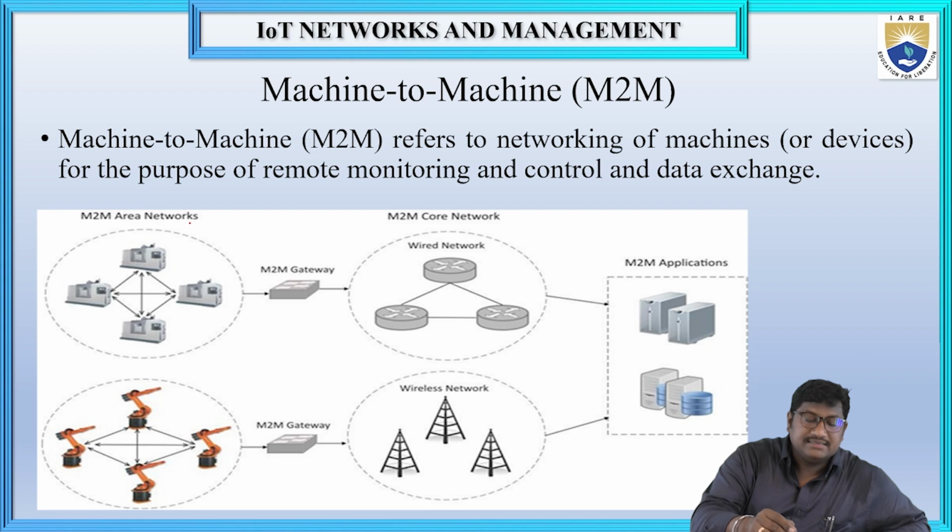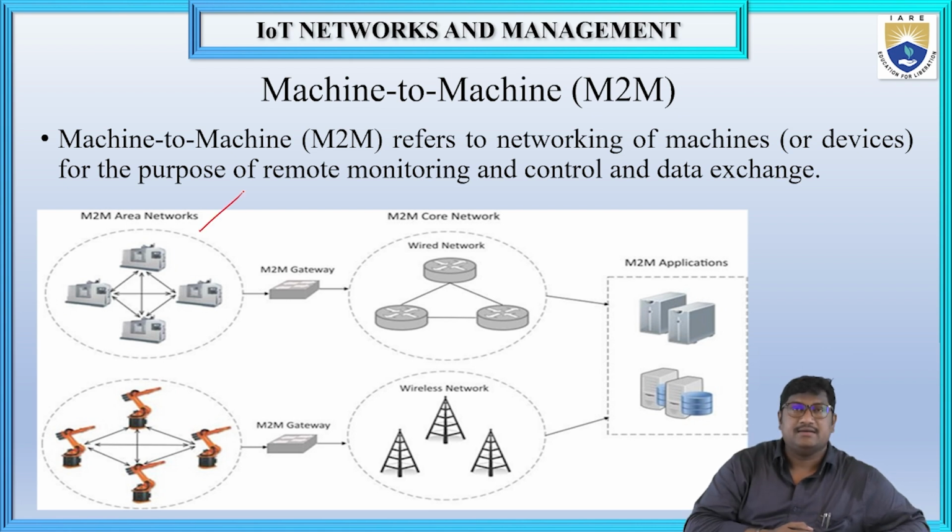Have a look. This is the M2M area network, which is connected with a gateway to the M2M core network. The core network is nothing but a wired network. There is a combination of different networks: the M2M core network and the area network. The area is different, the core is different. And this network is connected to machine to machine applications.